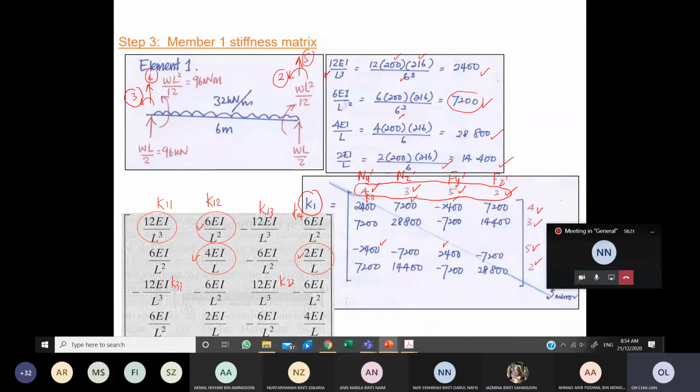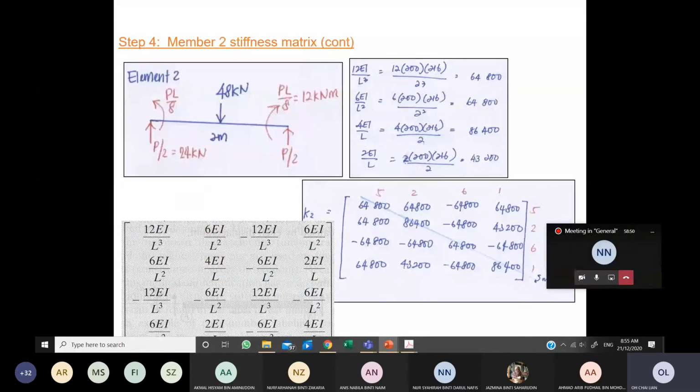Actually, you just refer to the template. Find the inputs, and then there are only 4 differences in this beam matrix. Then you just calculate it and put it in the template, and then you need to number the DOF for this element from the near end to the far end. You do the same for member 2.